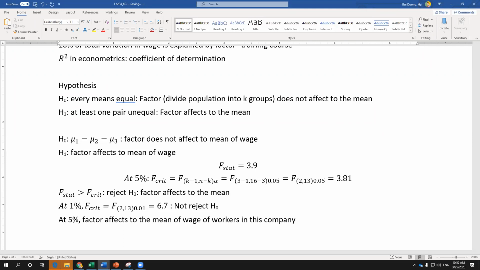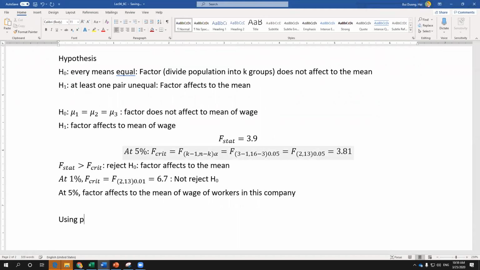Remember using p-value. Remember, if p-value less than alpha, reject. If p-value greater than alpha, not reject. In this example, I cannot calculate the p-value by myself, I only use Microsoft Excel. But you can guess or estimate the value of the p-value.